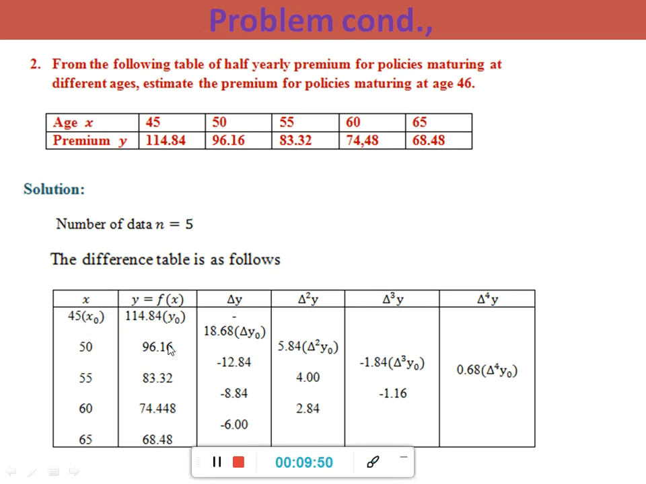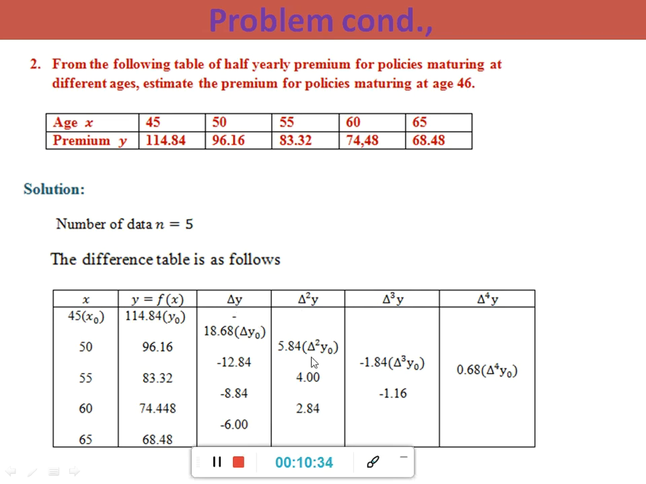Here, difference means finding the difference between two data. Consider only the y value, second data minus first data for all the columns. 96.16 minus 114.84 is minus 18.68. Similarly, 83.32 minus 96.16 is minus 12.84. Similarly, 74.48 minus 83.32 is minus 8.84. Similarly, 68.48 minus 74.48 is minus 6. So this is said to be the first order difference.